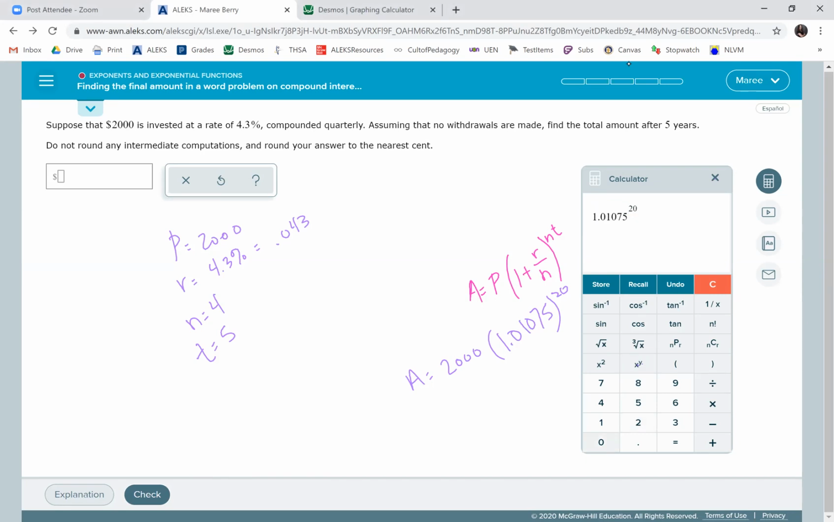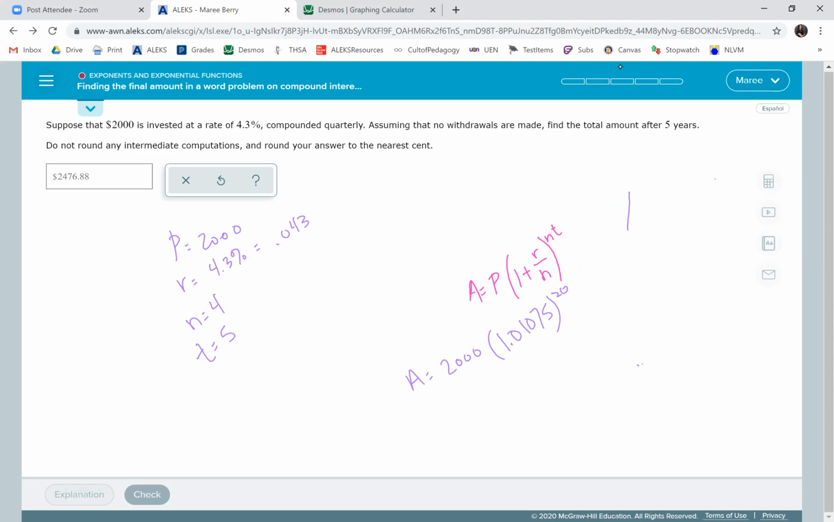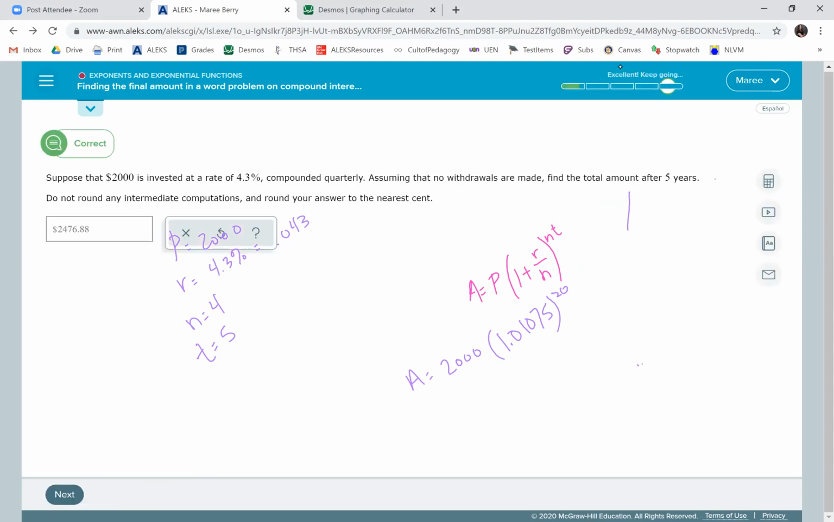And then I'm going to times 2,000. And then I want to round to the nearest cent. So I just go to 88 here. And since there's a 0 after 88 cents, I'll just keep it at 88 cents. So I type in 2,476 and 88 cents. And that should be what's there.